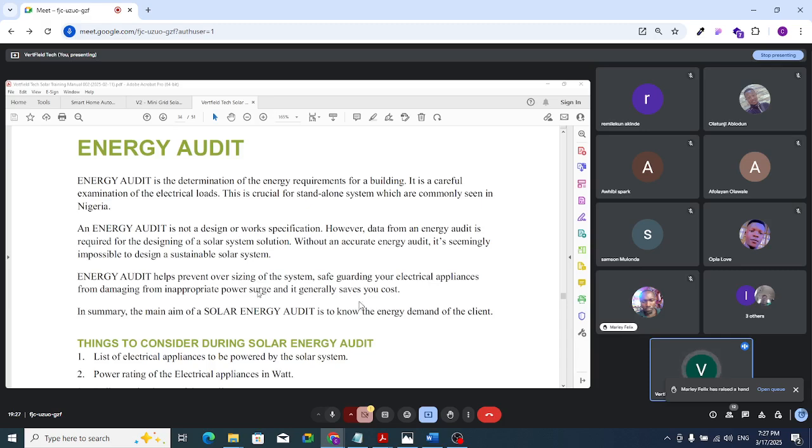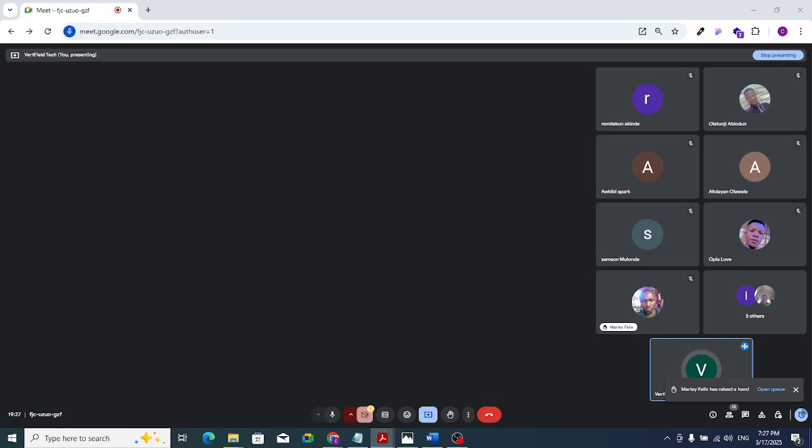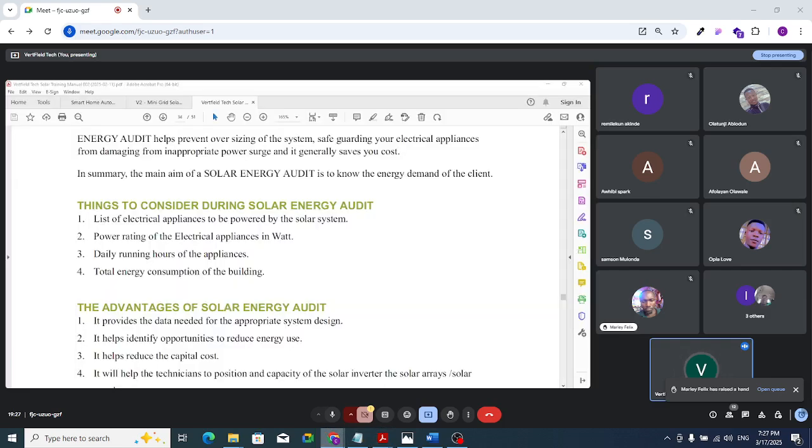So that is what energy audit does for you. There is a better part of this energy audit I need to show you, and that is the part we call things to consider during a solar energy audit.